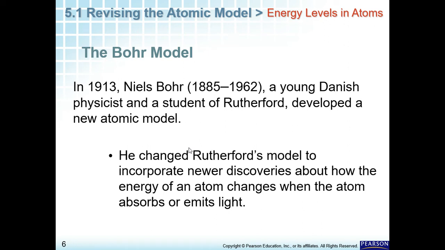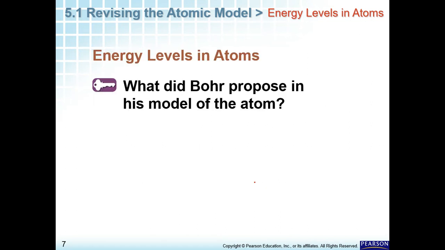Rutherford's model was actually replaced by a scientist called Niels Bohr. He was a young Danish physicist and actually a student of Rutherford's, and he developed a new atomic model called the Bohr model. What he did was he took Rutherford's model and incorporated new discoveries that had been made during his lifetime. And specifically, he related how the energy within an atom can change whenever an atom either absorbs light or emits or gives off light. So our key question is: what did Bohr propose in his model?